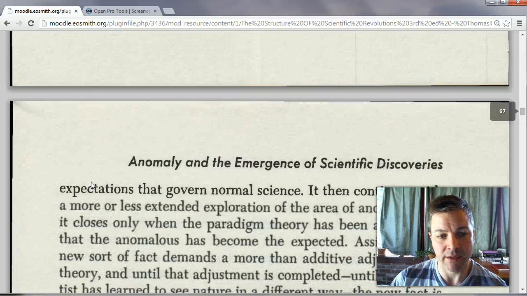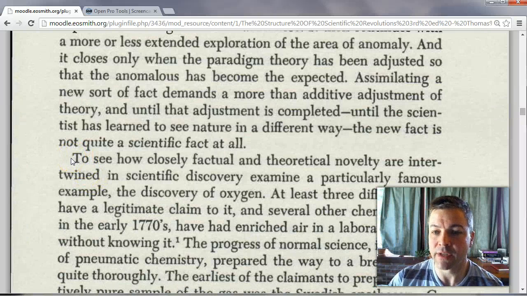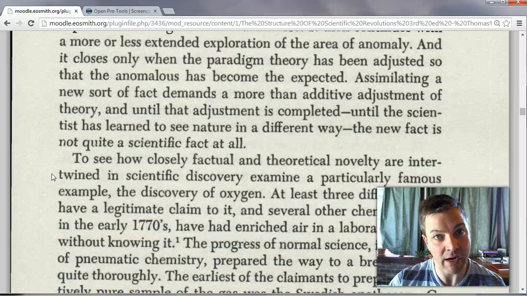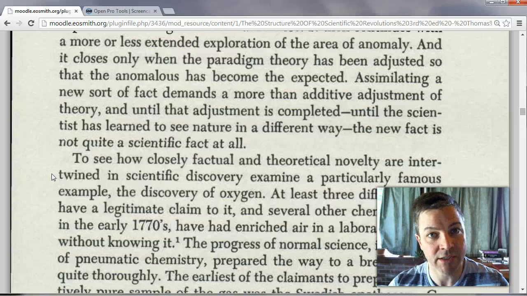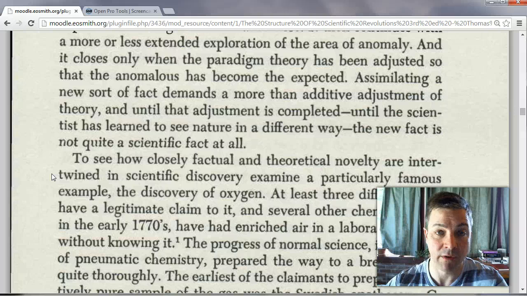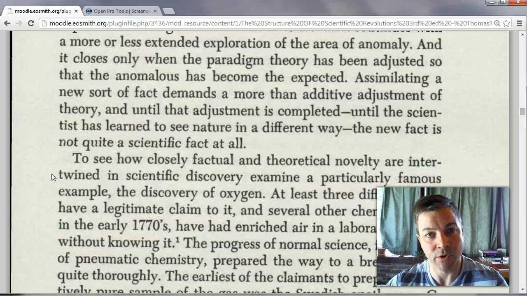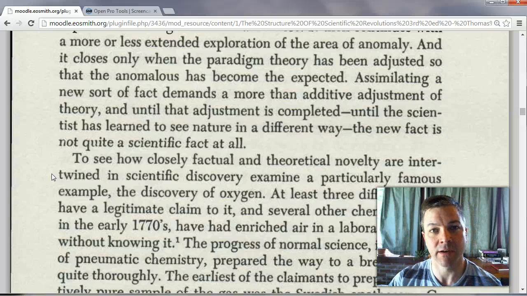Now let's look at the next paragraph. "To see how closely factual and theoretical novelty are intertwined in scientific discovery, examine a particular famous example, the discovery of oxygen." Okay, so now this is cool. He's going to be talking about the story of the discovery of oxygen. And that's actually one of the things we're going to be focusing on in week 2, is the discovery of oxygen. There's a cool play out there that I'd encourage you to take a look at called Oxygen. And it really details this whole discovery process in a kind of a unique way.